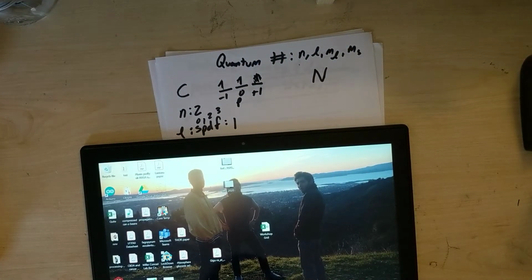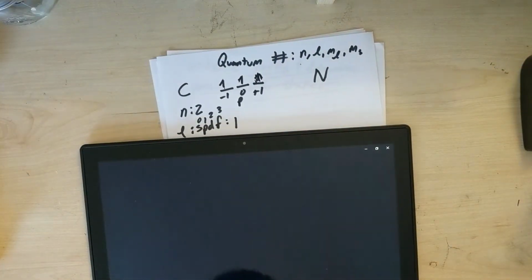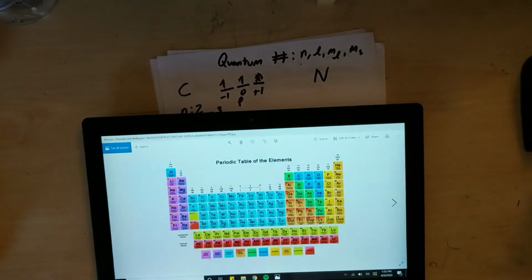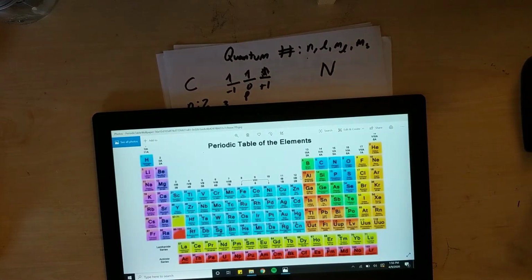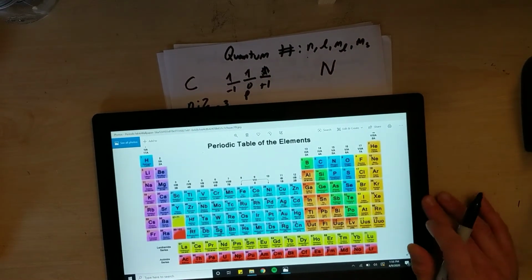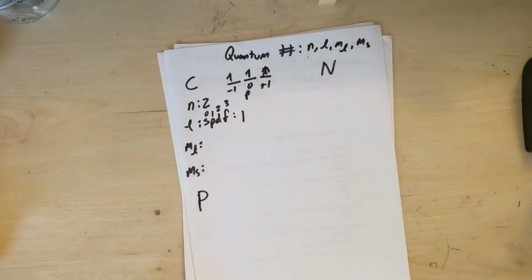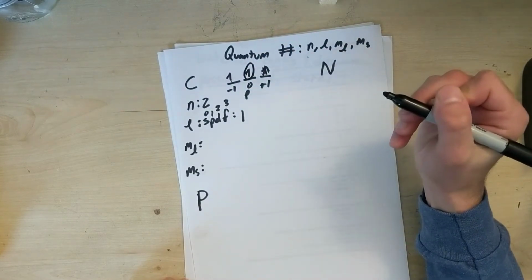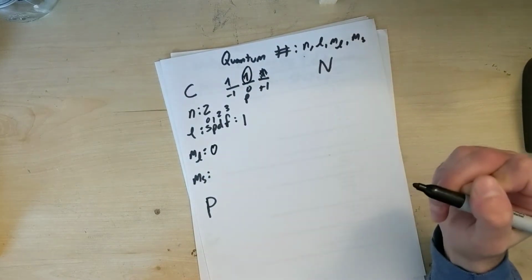Oh no, I closed my periodic table. We'll just pull up this one. Here's a slightly different looking periodic table, but I accidentally closed the other one, so we'll just use this one. It doesn't really matter. Okay, so we have that right there. So that means that this is the electron that we're talking about. So our M sub L value is going to be 0.